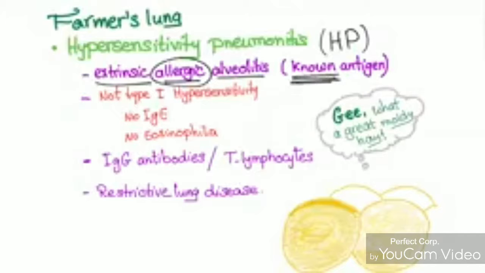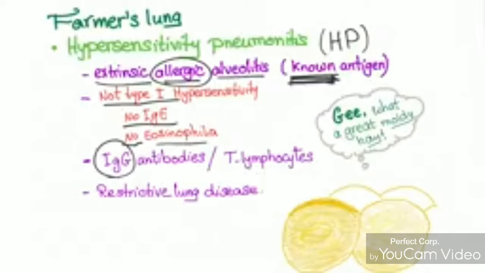The antigen is known. I know which antigen. It's not type 1 hypersensitivity. It's not IgE antibody related. There is no eosinophilia. However, there are IgG antibodies. There are T lymphocytes. This will follow a restrictive lung disease pattern more than an obstructive one.